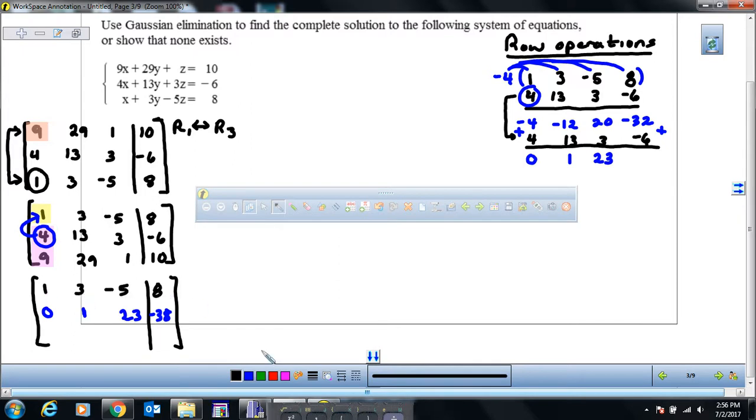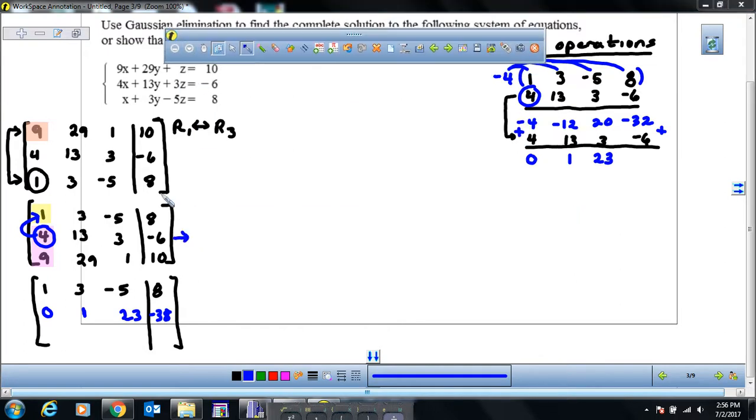And what I want you to do, as usual, is give me an equation in terms of rows for the operation that we used to change this middle row into this new middle row. So we multiplied the top by negative 4, which is negative 4 times row 1, and then we added it to the second row. And that's how we got these numbers.